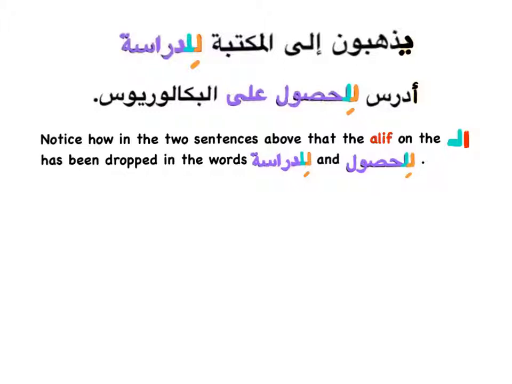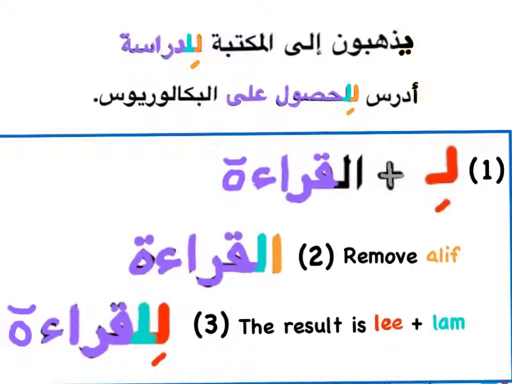Notice how in the two sentences above, the ألف in the ألف لام has been dropped in the words للدراسة and للحصول. So it's usually الدراسة and الحصول على, but with the particle ل, it's been dropped because ل can do that. To illustrate, and remember I said all you have to do is take it step by step.